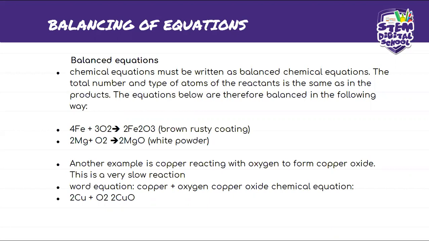Now let's look at the next equation. We have got magnesium reacting with oxygen to give us what? Magnesium oxide, which is also known as white powder. Now let's check whether it's balanced.